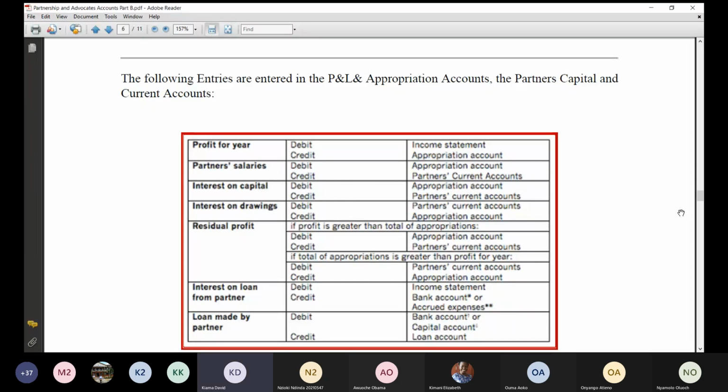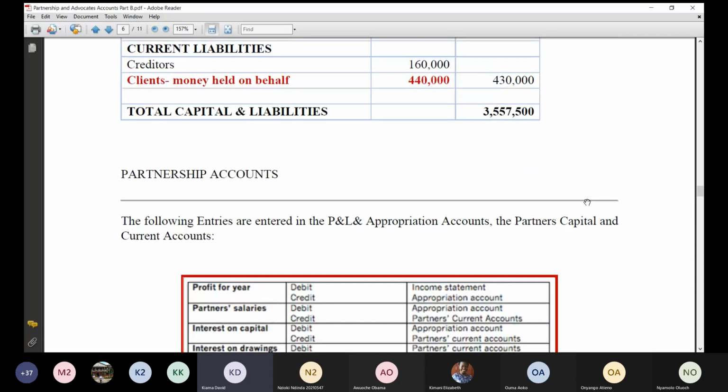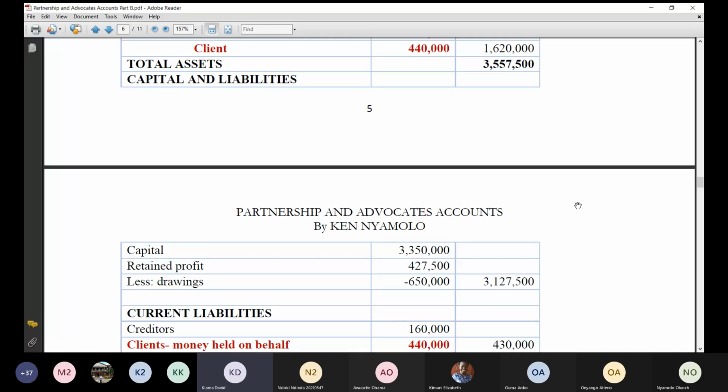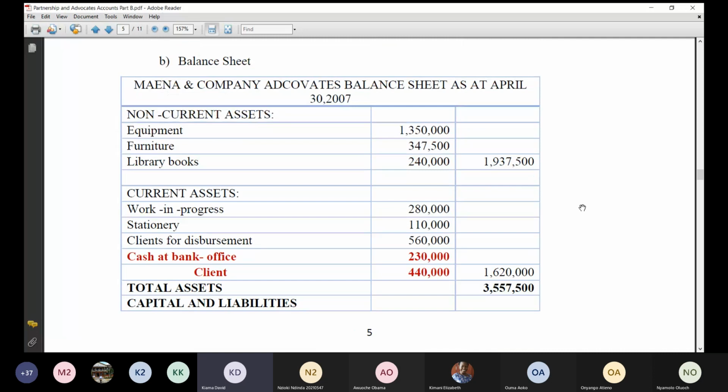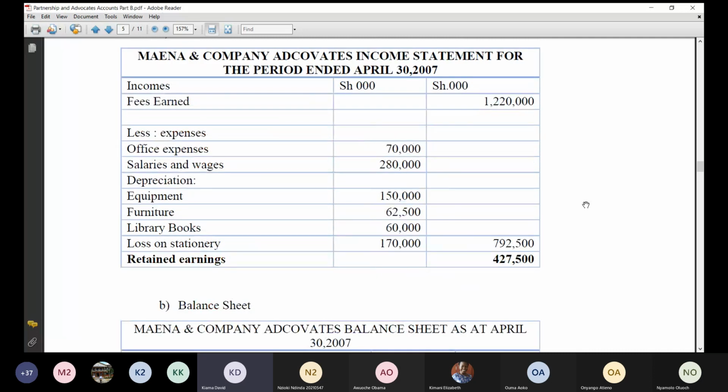Thank you. Yeah, I'm halfway. I'm answered. Just to seek some clarification. Yes. On note 8, which reads the creditor's balance in relation to the purchase of stationery. The firm purchased stationery worth 280,000 shillings on credit and paid creditors for 30,000 shillings during the period ended 30th April 2007. On 30th April, stationery at hand was valued at shillings 110,000.